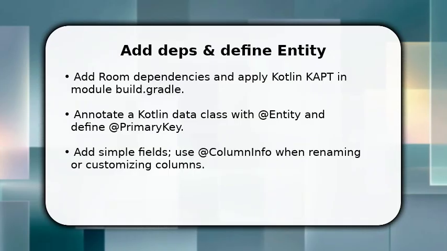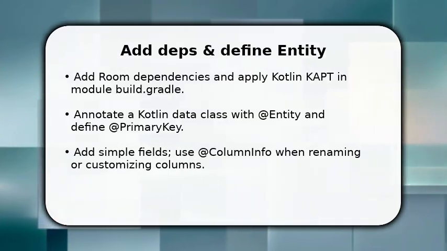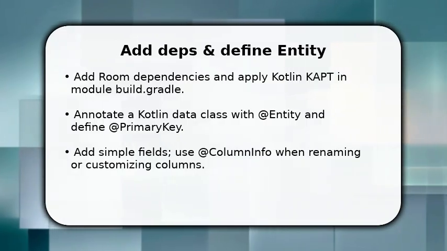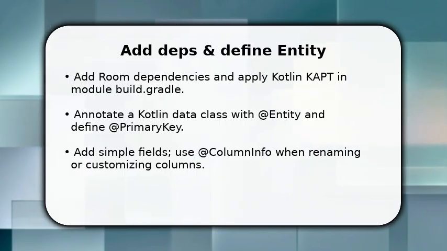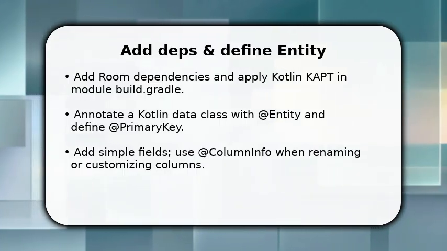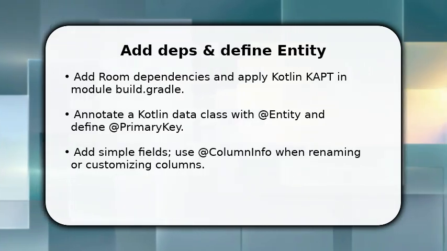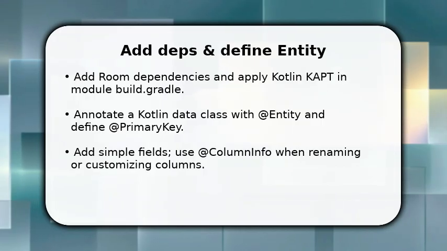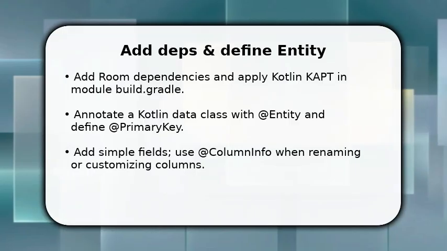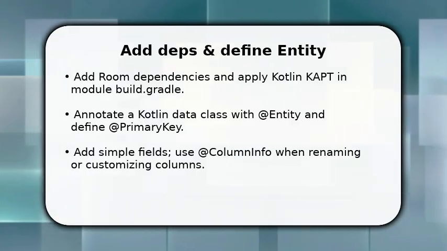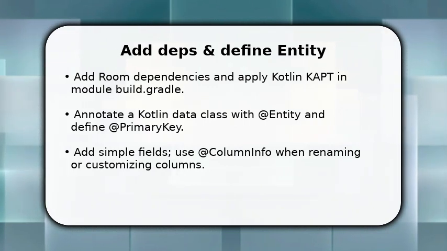You start by adding Room dependencies and enabling kapt in your module build.gradle, then sync. Once done, create a Kotlin data class and annotate it with @Entity, giving it a clear @PrimaryKey. Make sure field types are Room compatible. If not, plan a type converter. You're doing this now because entities define the schema Room uses to generate code. This immediate step lets Room know what to persist and prepares you for the DAO and database implementation that follow.